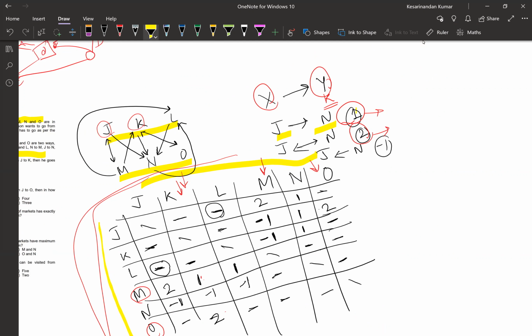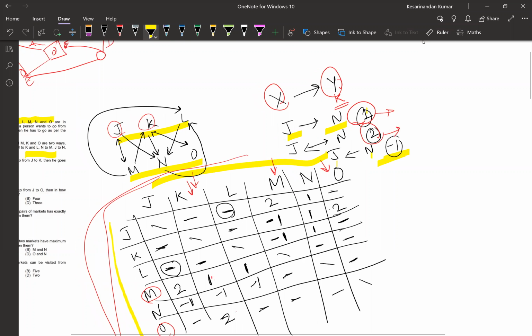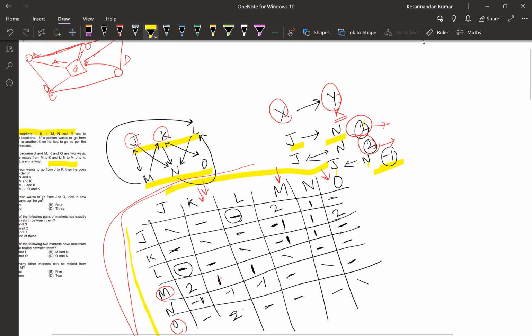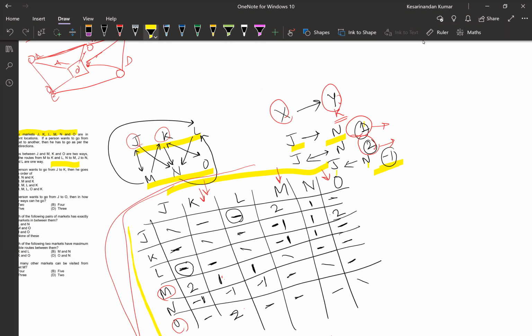But if from J to N we can only go in the reverse direction, we will use -1. This is the convention to be followed. And so, as said, from J to J we cannot go, from J to K we cannot go, from K to K we cannot go, right? Because it's the same position. So all these diagonal positions have been filled with null.